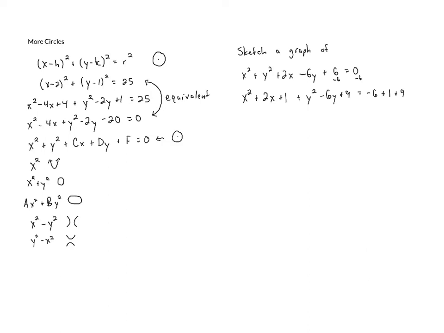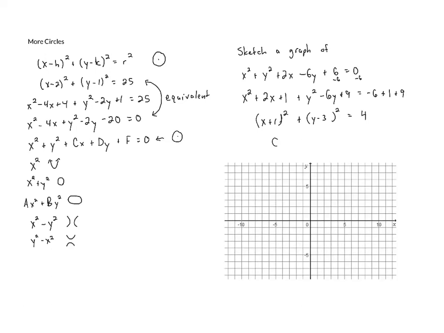Once we've completed the squares, we can go through and factor these. x squared plus 2x plus 1 becomes x plus 1 squared. And then y squared minus 6y plus 9 gives us y minus 3 squared. And then on the right, negative 6 plus 1 plus 9 gives us 4. So now this looks a lot closer to the standard form: x plus 1 squared plus y minus 3 squared equals 4. So we're ready to start graphing this circle.